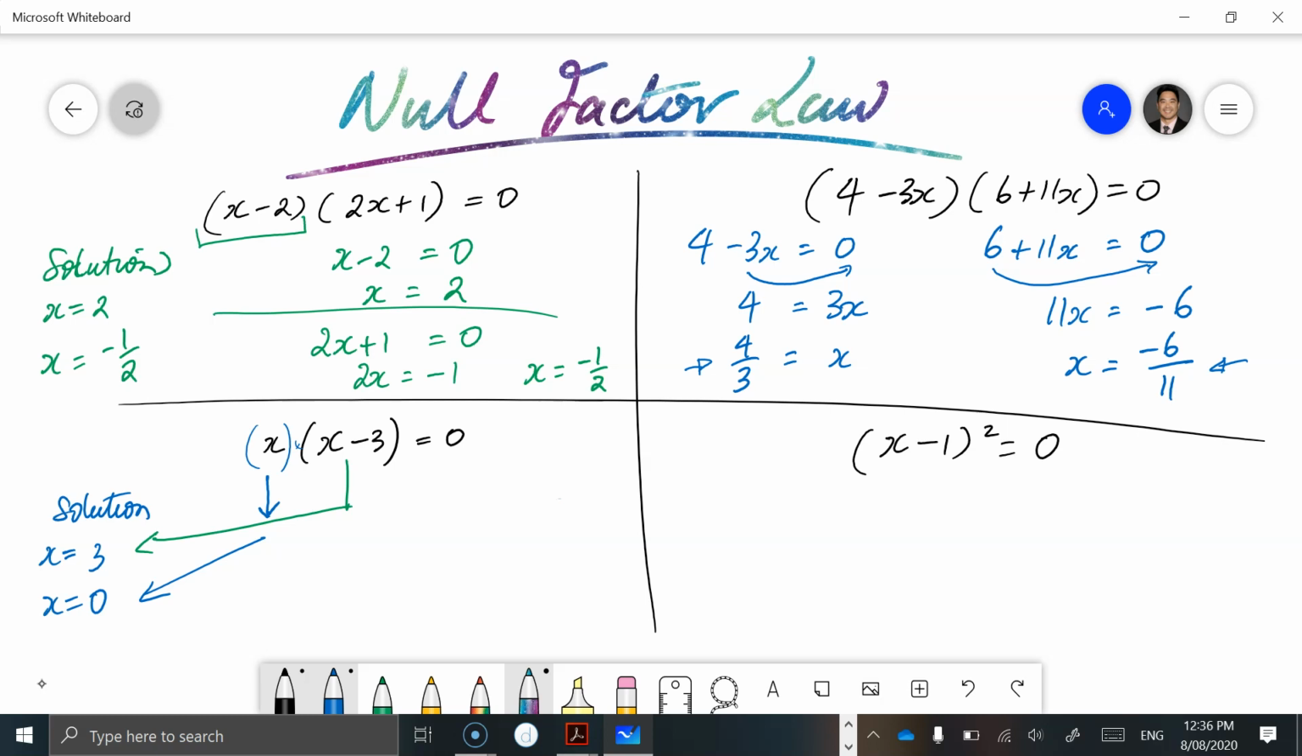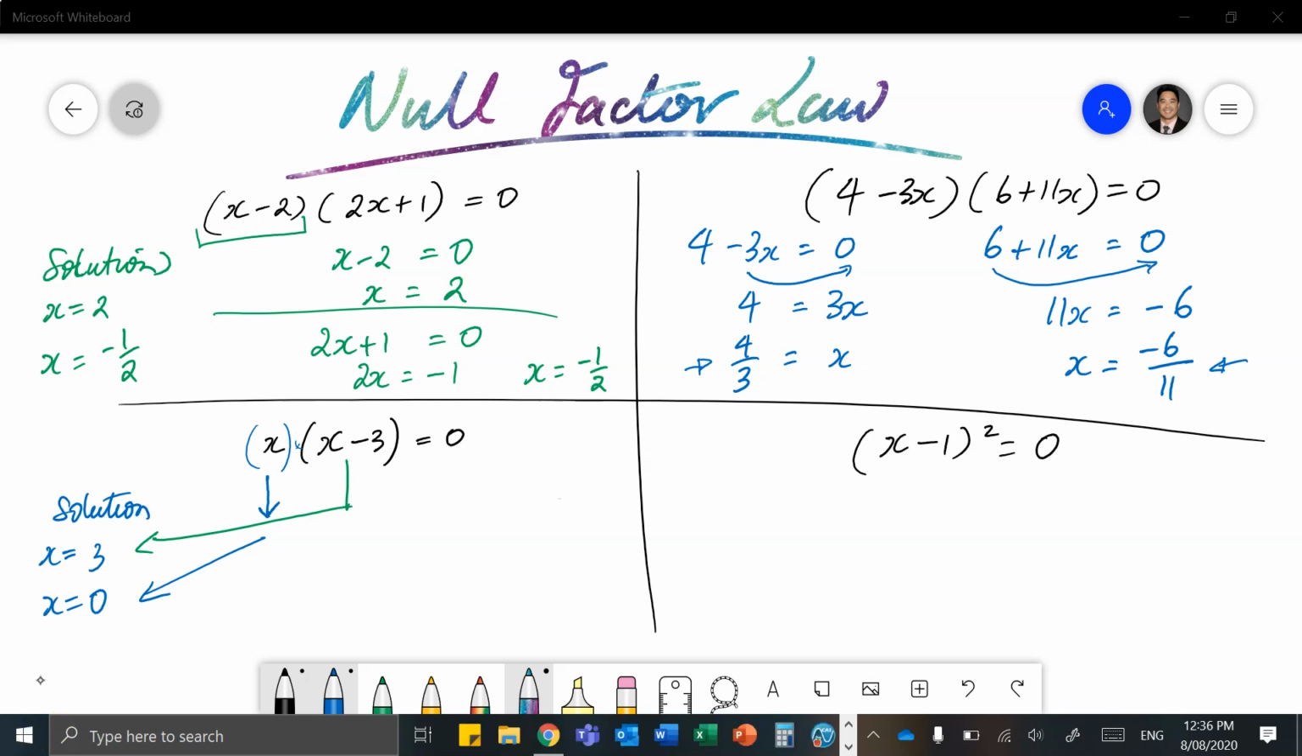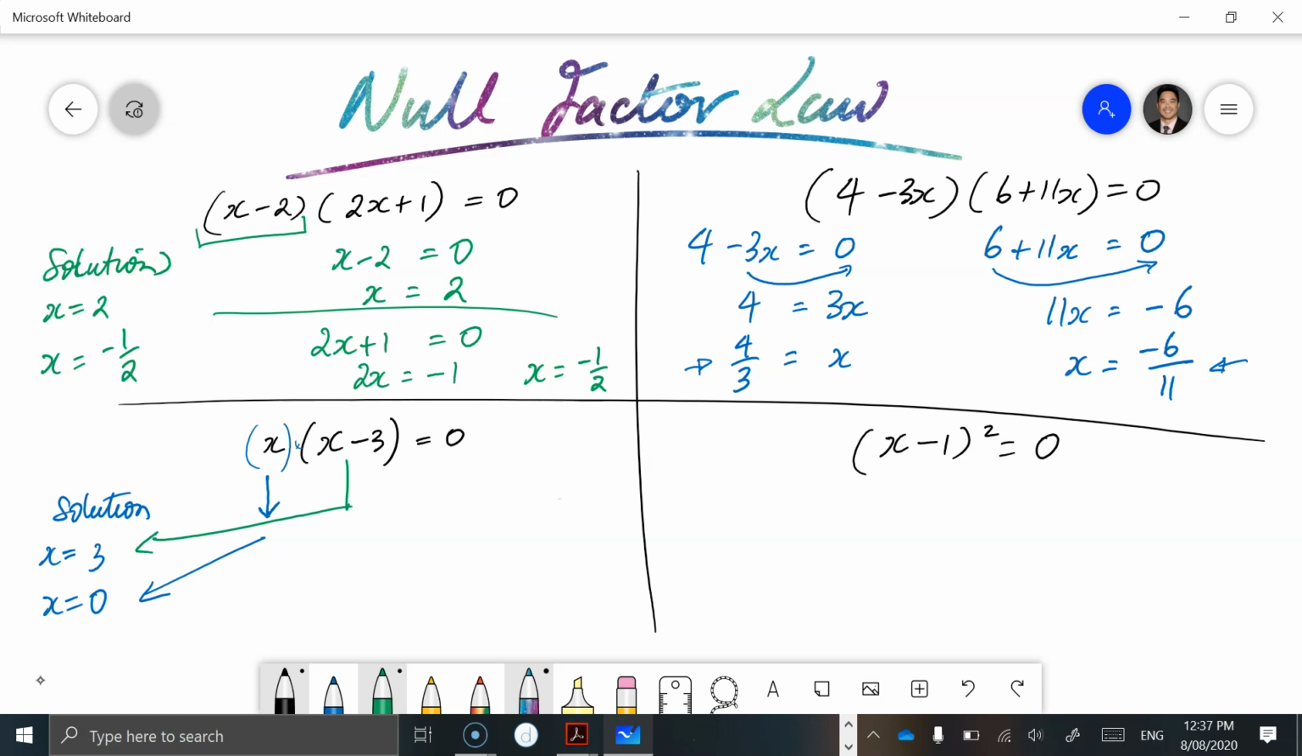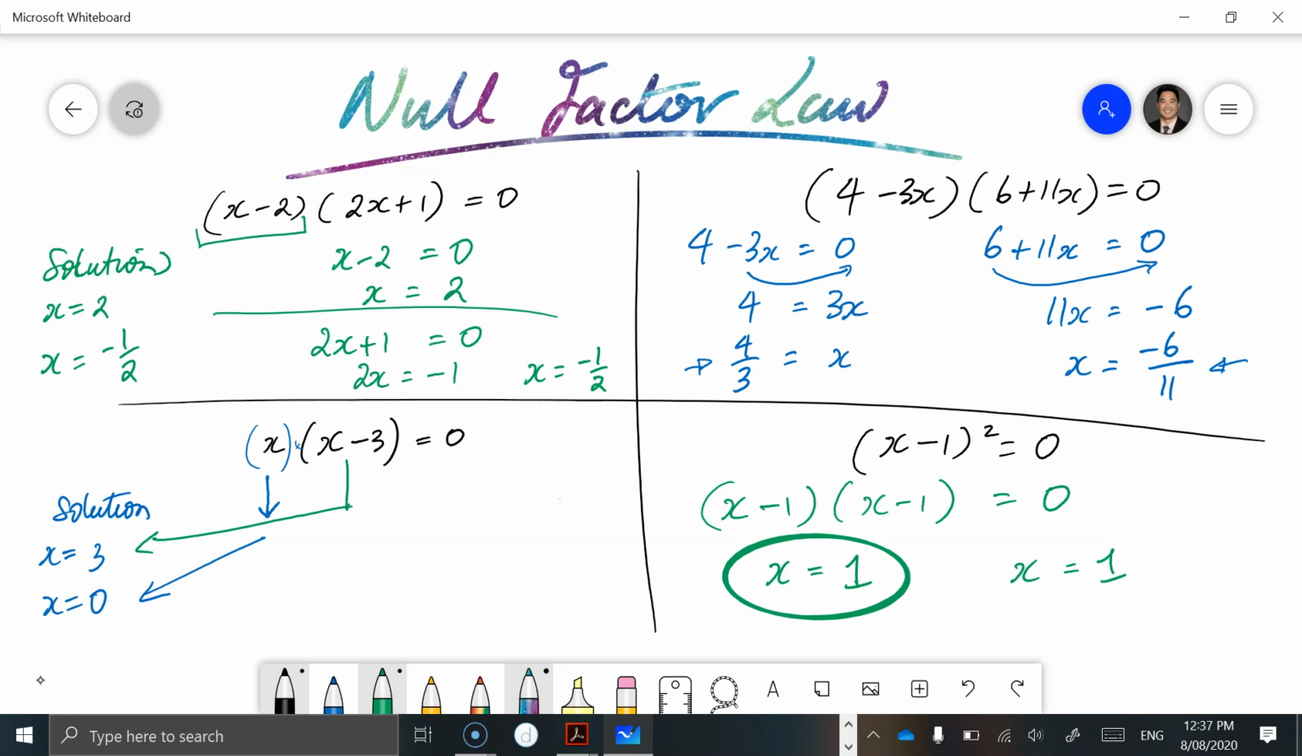Now we're looking at the equation at the bottom. You can see that one set of brackets all squared is the same as saying x minus 1 multiplied by itself. If you apply the same principle as with the other three examples, your solution for x is x equals 1, and the other one is also x equals 1. So it really only has one solution, because both solutions here are the same, and there's no need to duplicate things.